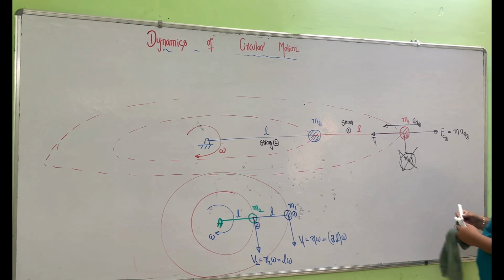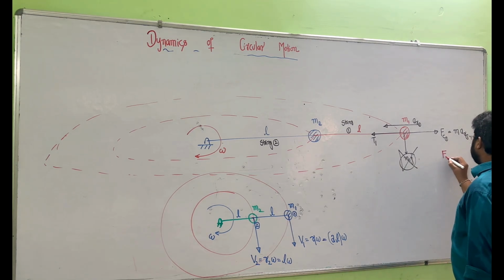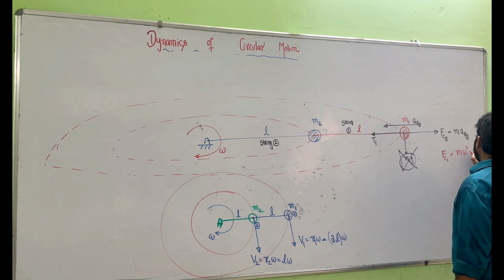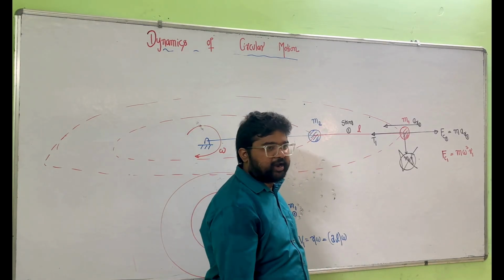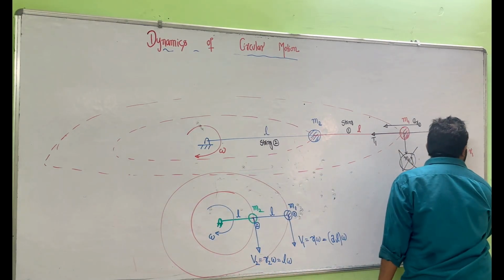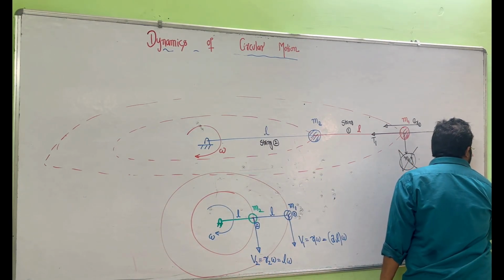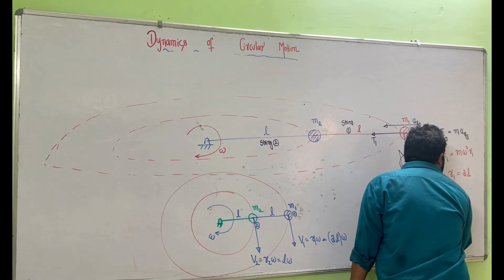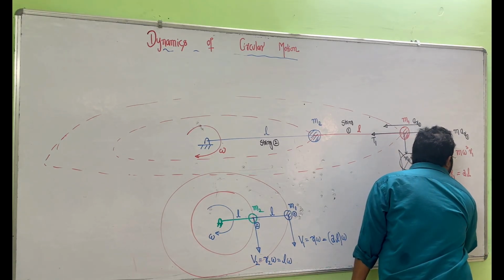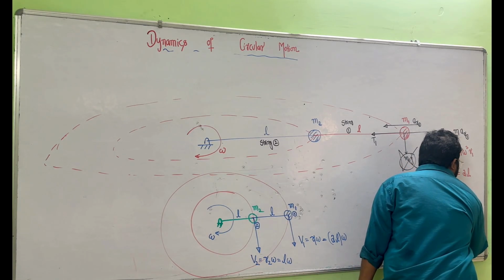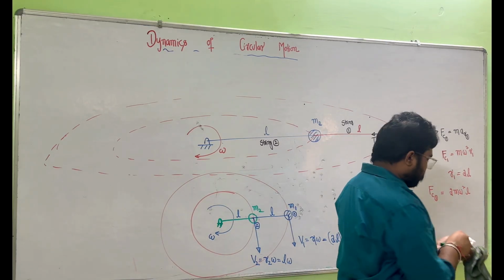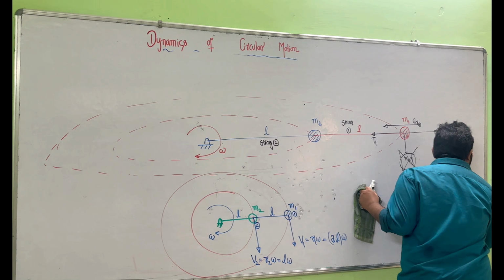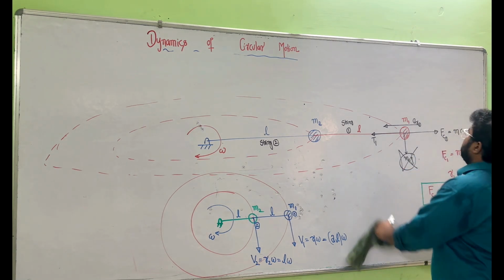So now you can get Fc1 equivalent to m omega square into r1. R1 equal to how much? 2L. So Fc1 can be written as 2 times m omega square L.